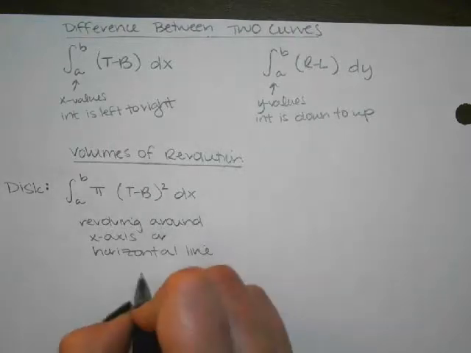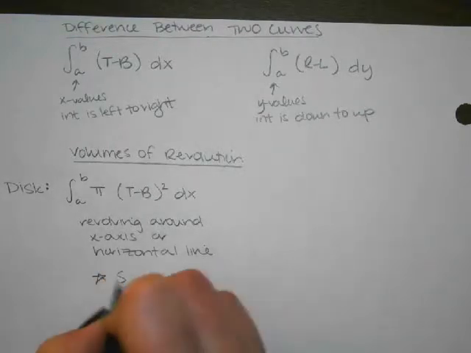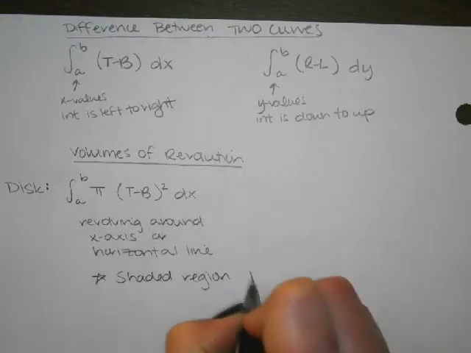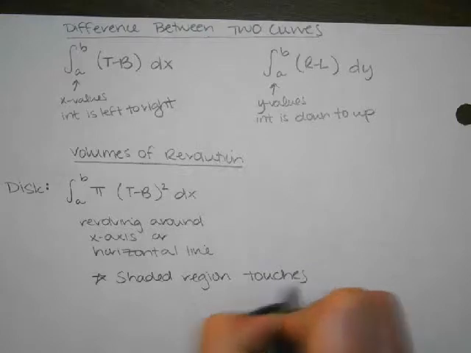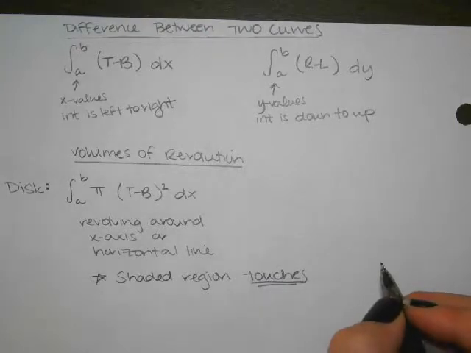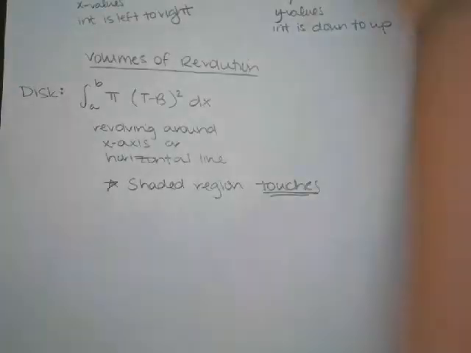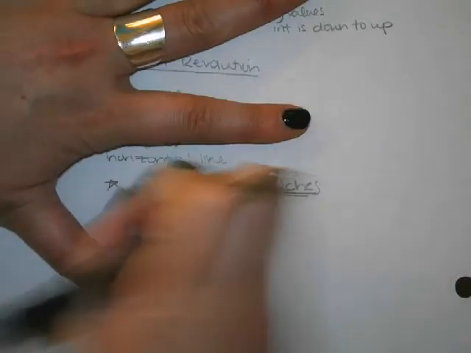So I'm going to say star, shaded region touches, maybe I should rephrase that. One whole side of the shaded region touches the axis of rotation. Does that make sense if I say one whole side? Okay, so I'm going to rephrase this. Sorry.